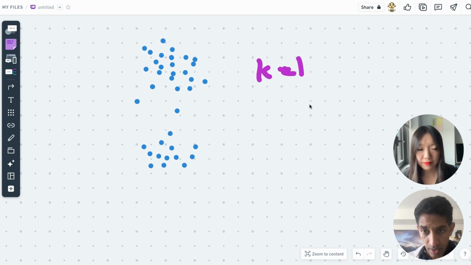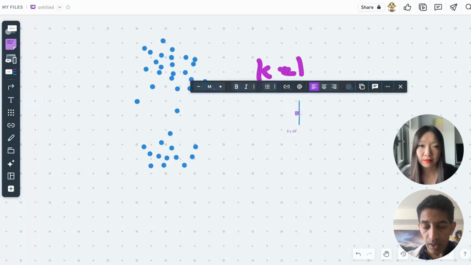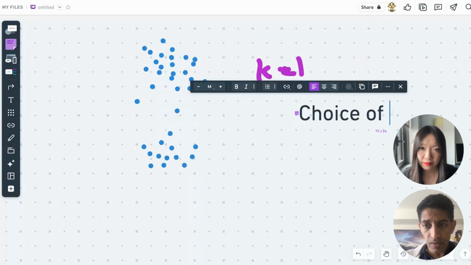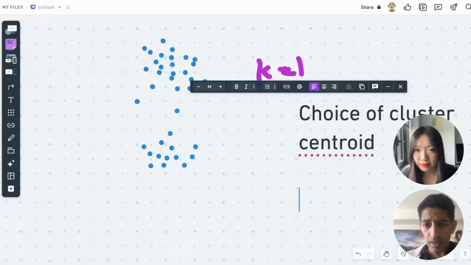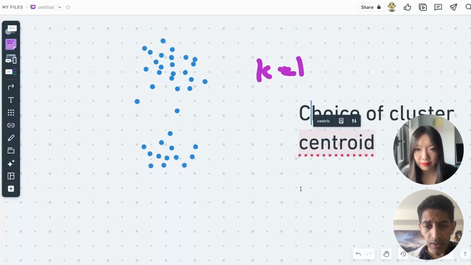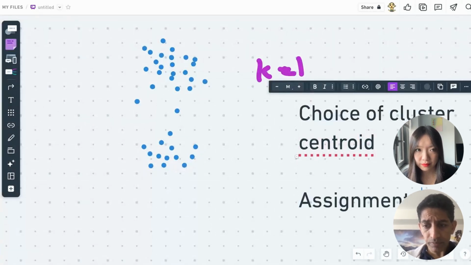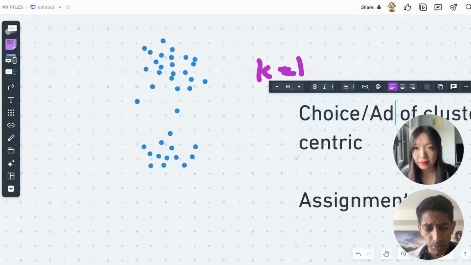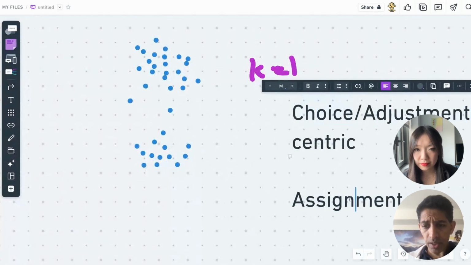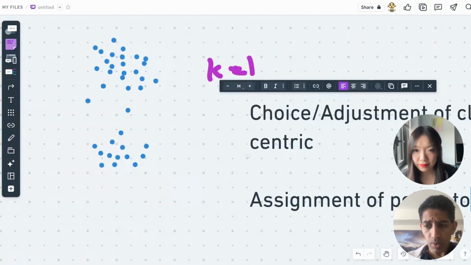One is choice of cluster centroid, and assignment of data points to a cluster. I think I shouldn't say choice, I should say adjustment of cluster centroid, and assignment of data points to a cluster.